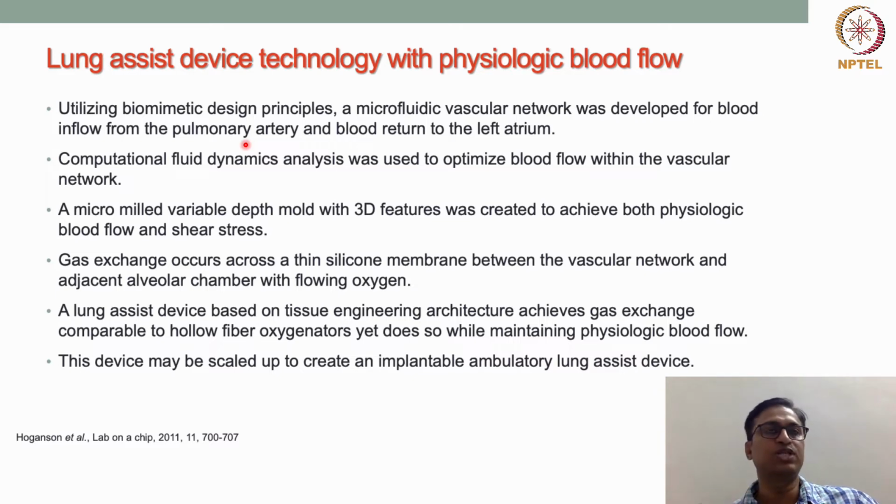they also used a respiratory membrane. A silicon membrane was used to act as a respiratory membrane, so that it can be present in between this vascular network and the other side, where there is a channel for the air passage, so that the gas exchange can happen through the silicon membrane to this blood, and then the blood, after this gas exchange, can return to the left atrium.